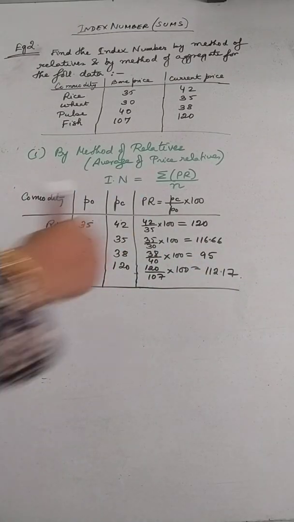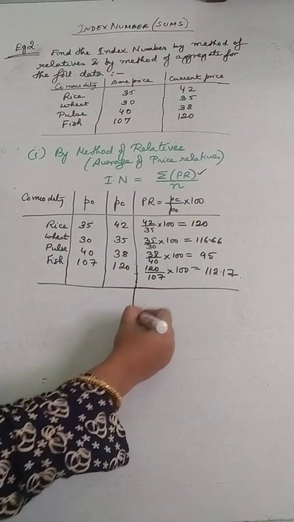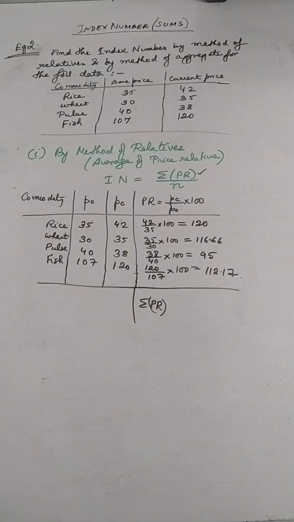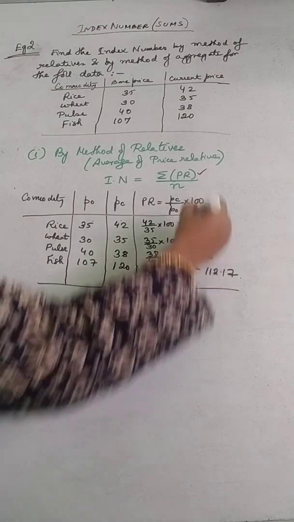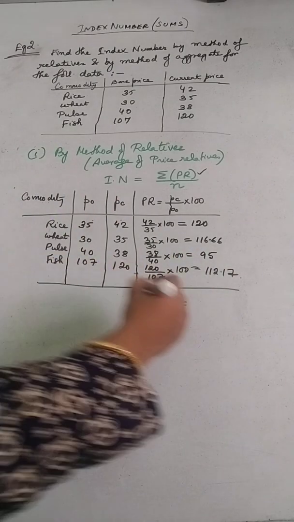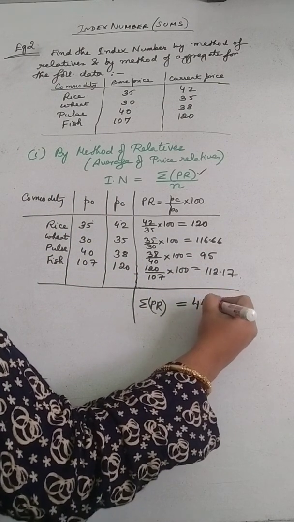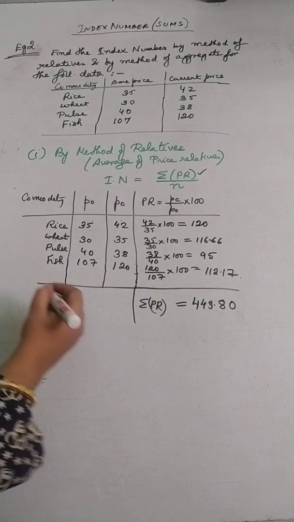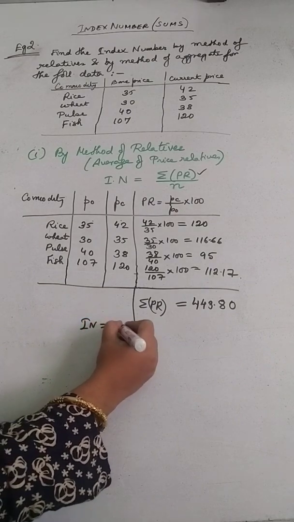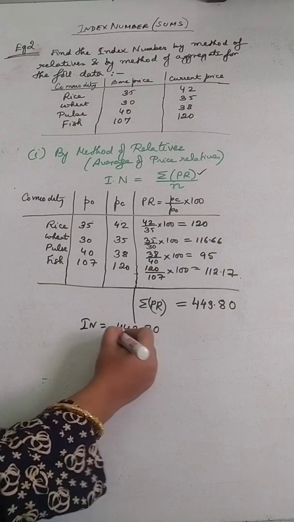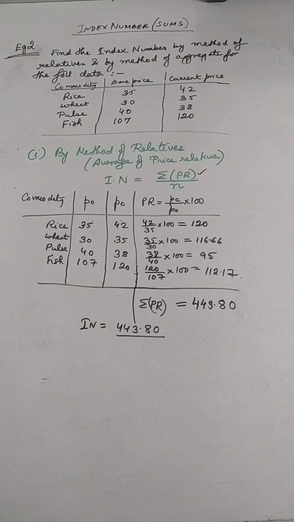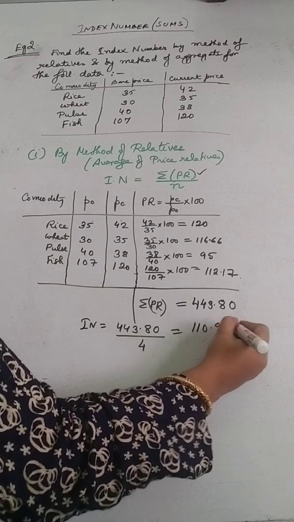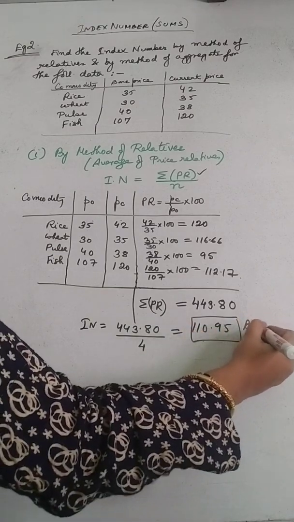What do we need? We need summation PR. That means we need sum of this. This is the PR column, and adding this up will give me summation of PR. What does it give me? Add these up. It will be 443.80. Okay. So therefore, what is the IN? IN is equal to 443.80 divided by number of commodities. How many are there? 4 of them, divided by 4. So it's 110.95, and this is your first answer.